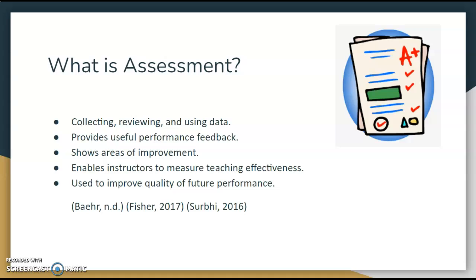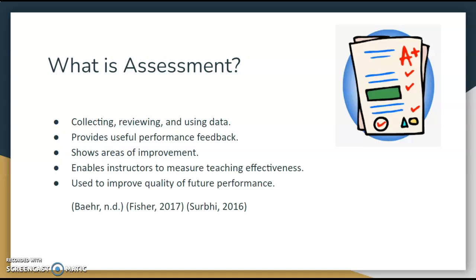Now we're going to compare evaluation to assessment. Assessment is a process of collecting, reviewing, and using data for the purpose of improvement in the current performance. Obviously, assessment gives us immediate and useful performance feedback. It shows educators and students areas of improvement where we can all improve. It also gives instructors a measurement of our teaching effectiveness. It kind of gives us a gauge of where we're at.